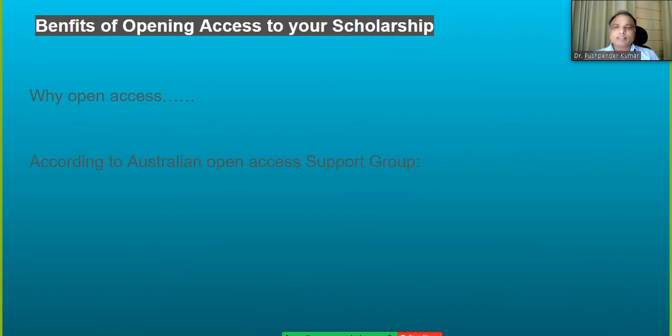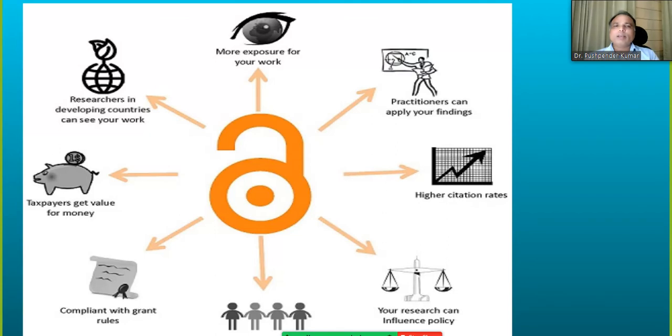Why open access? According to Australian Open Access Support, you can see more and more exposure for your work. What is your objective when you send a paper for publication? More and more people should read your paper and apply it. You want maximum citations, right? You want your paper to have influence on government policy. You want every member of the public to be able to access your paper, right? So these are all benefits to the scholar. Your research can be seen across the whole world, not only in our country.